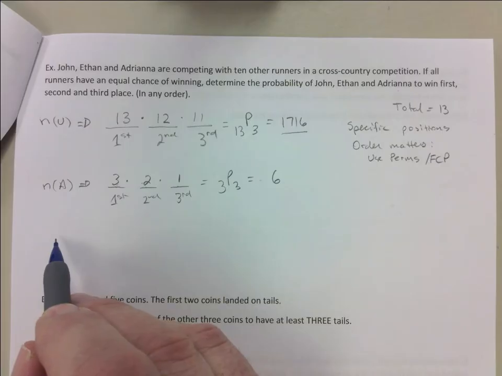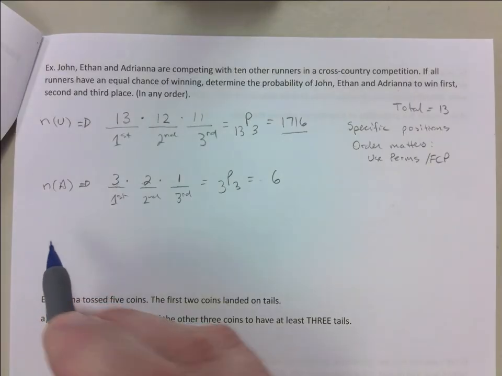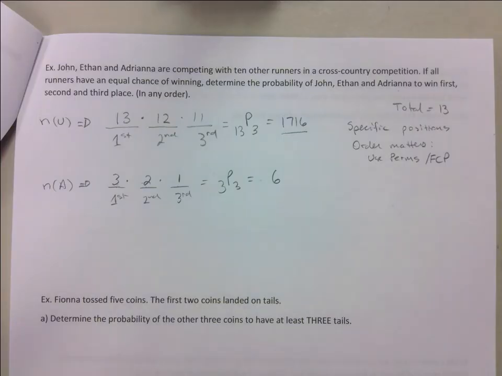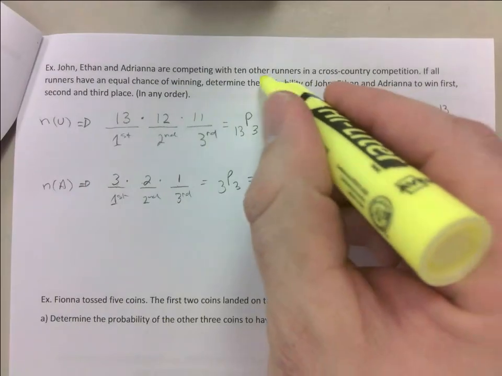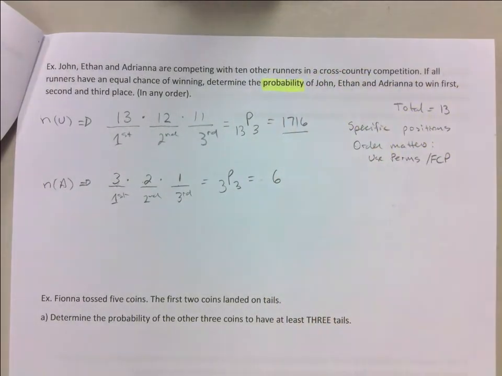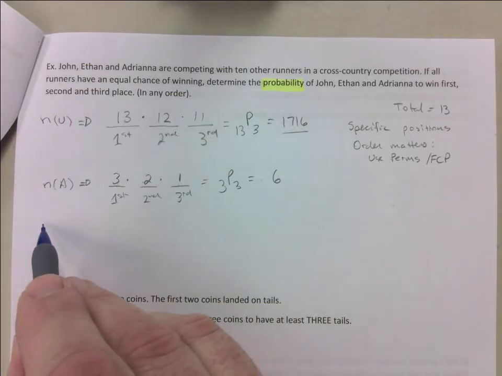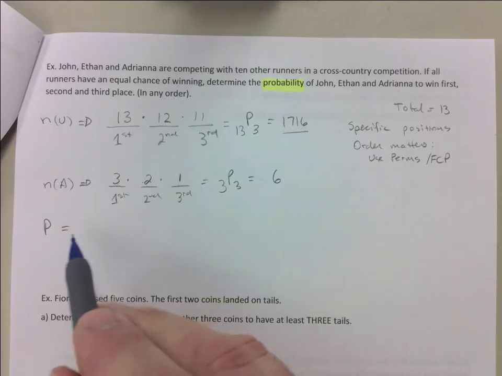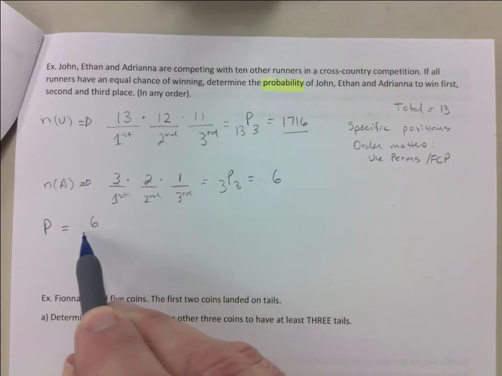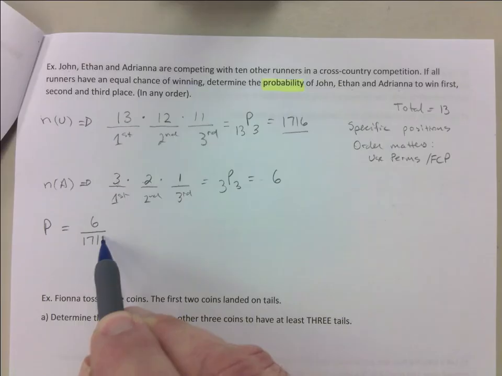So now we're ready for our probability, because remember, I'm going to highlight this part because a lot of students miss this on the exam. Like, what is this here? Ultimately, is it odds? Is it probability? Is it just asking for the number of ways? What is it asking for? It's asking for probability. So we're just going to go probability of that happening would be 6 over 1716.